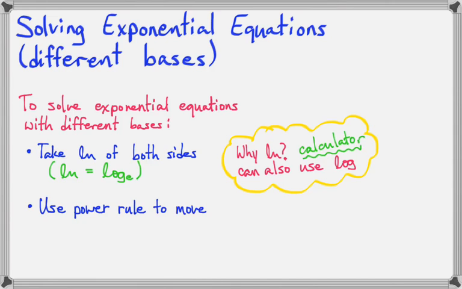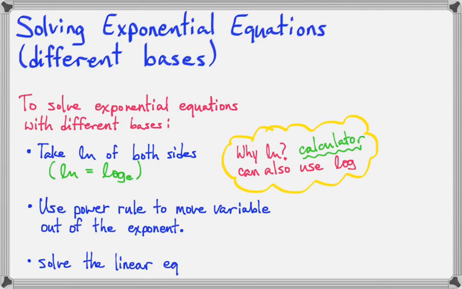Okay, after you do the natural log of both sides, you're going to use the power rule to move the variable out of the exponent. This is why taking the natural log of both sides was such a genius move, because if you have logarithms you can use the log rules, and that lets us take the exponent and put it down where the coefficient belongs, which makes it easier to deal with. And after that, all you have to do is solve the little linear equation that you get.